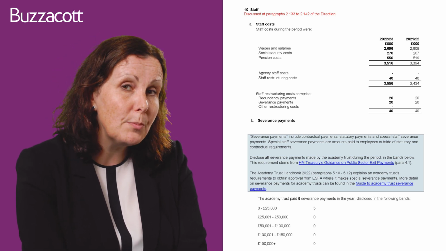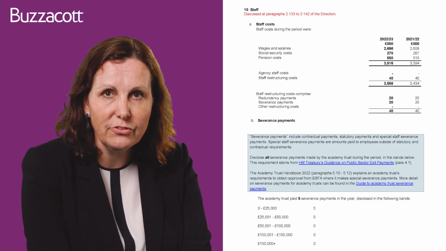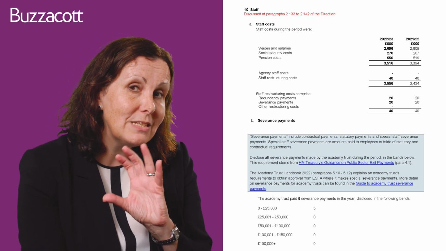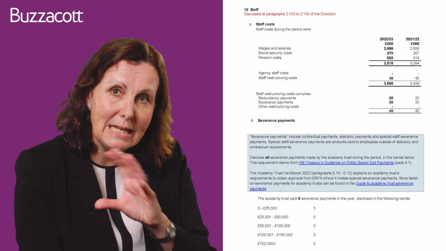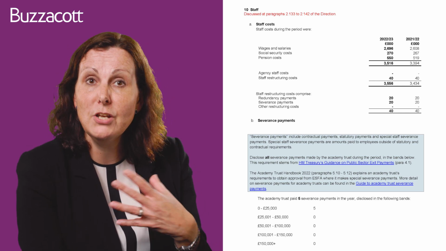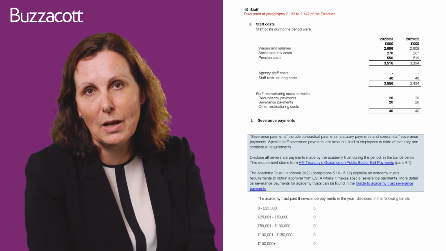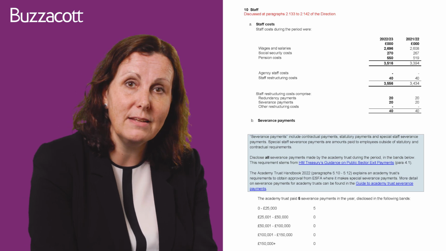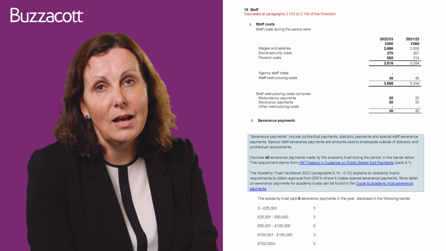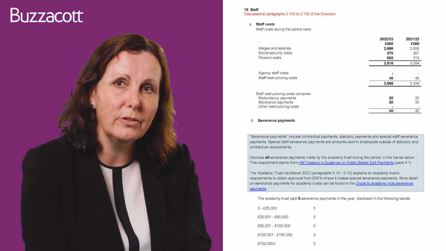So requirements here around the separation of and detail around employee benefits, agency costs, restructuring costs, requirements around severance payments as well, the bandings of higher paid employees, the numbers of people employed within the trust during the year as well. The higher paid bandings, still the threshold there of over £60,000 earnings with £10,000 bandings within the disclosures.